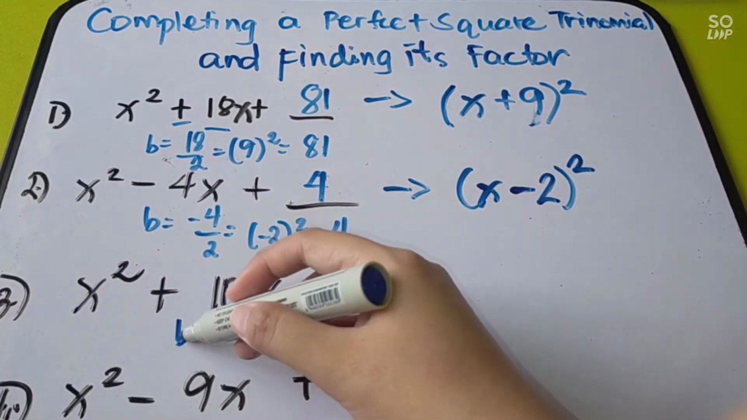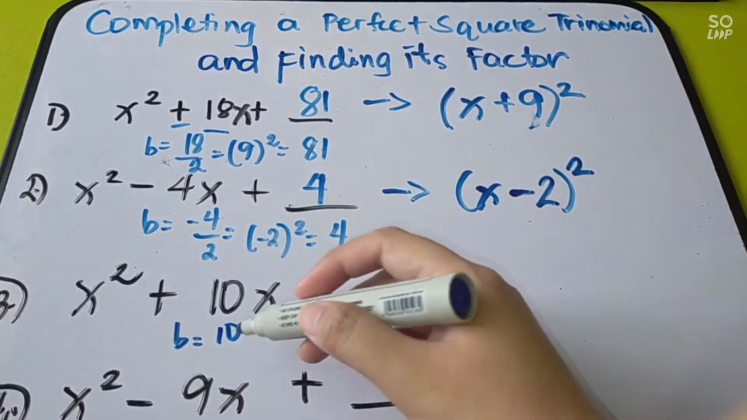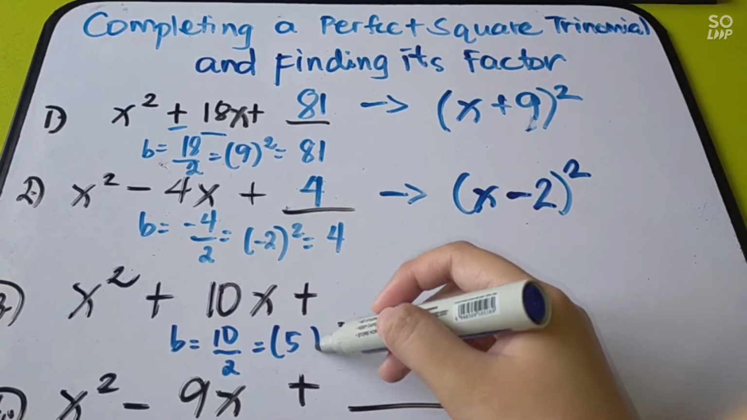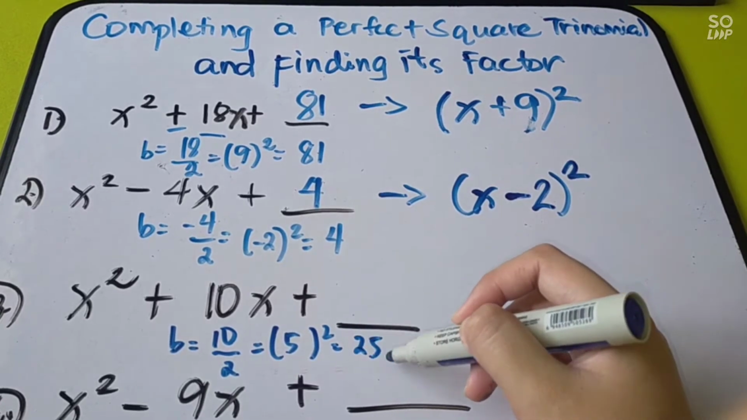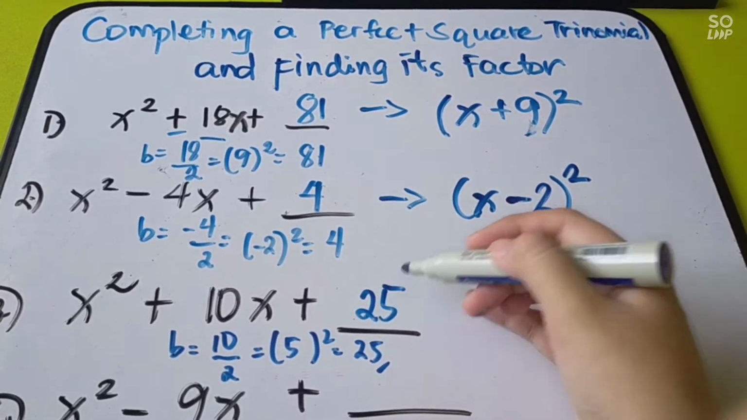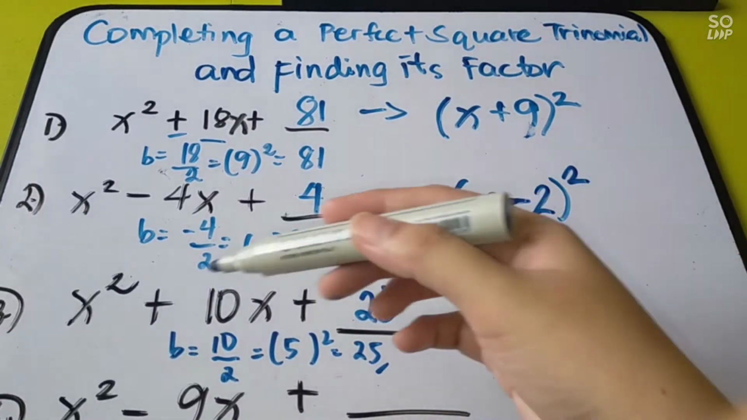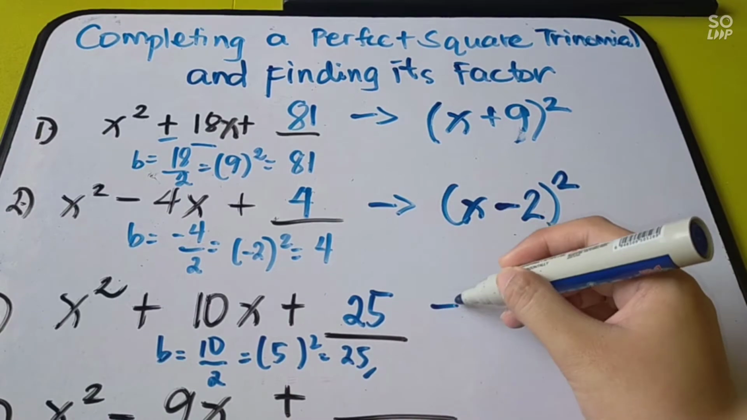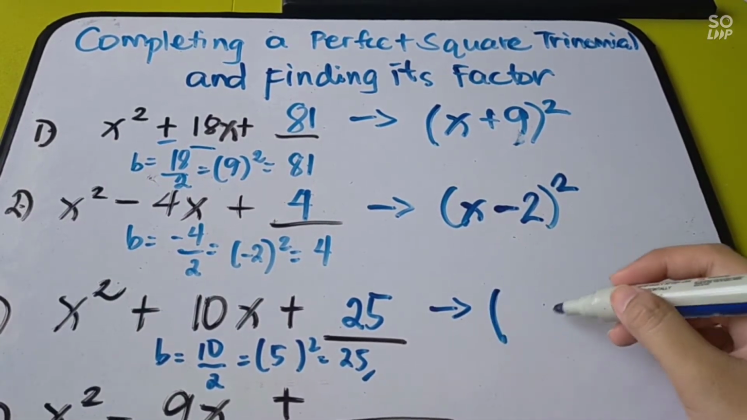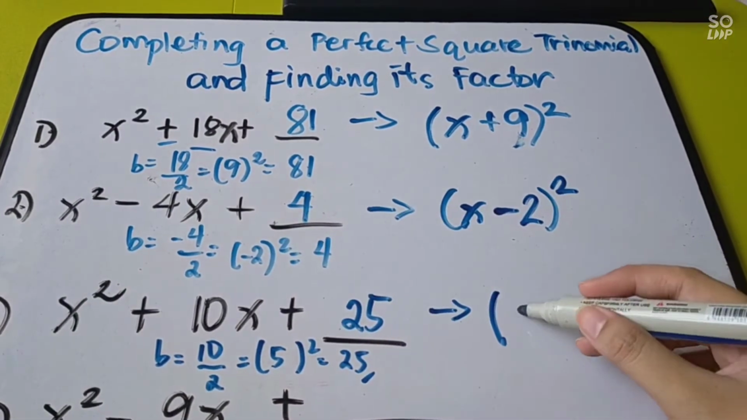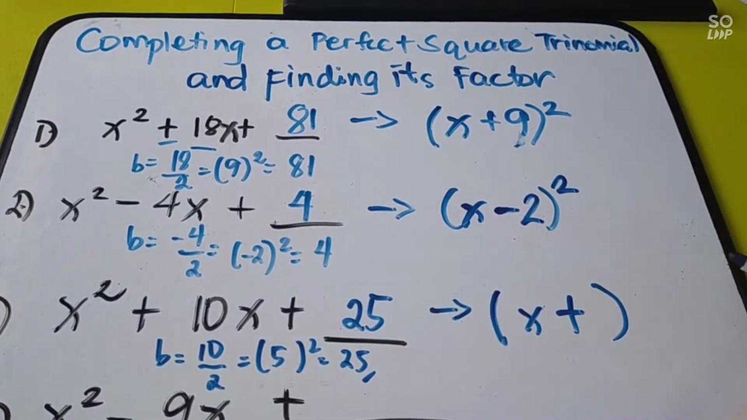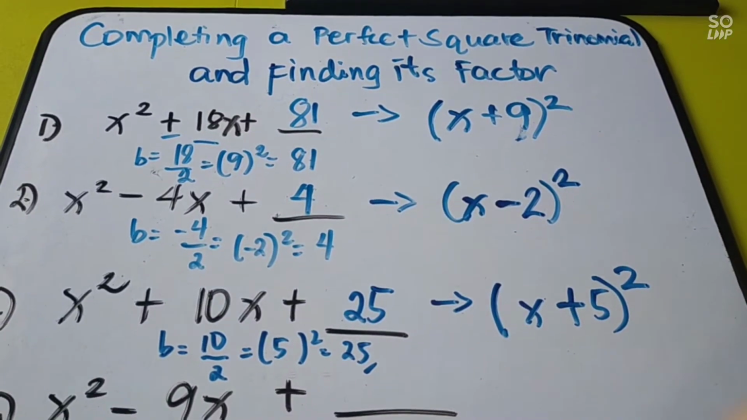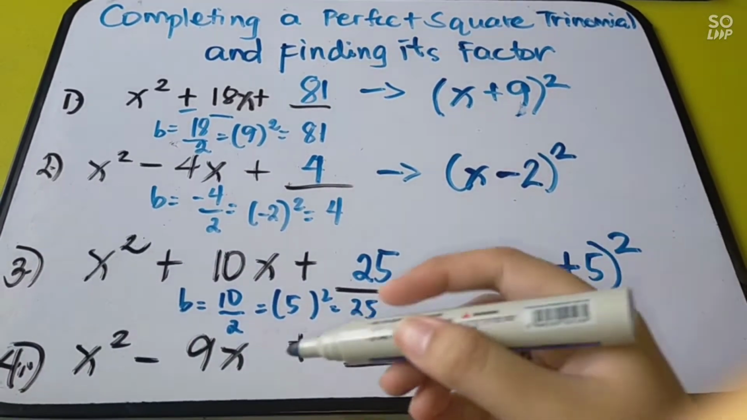Next, number 3. Your b here is equal to 10. Then you are going to divide it into 2. The answer is 5. Then squared mo yung 5. The answer is 25. Yun yung i-add mo dito. That's the missing constant term. So, we have x squared plus 10x plus 25. Is it clear? Then, find the factor. The factor of this one, since plus yung second term, x plus. Then, what's the square root of 25? We have 5. Then, squared. We're done.